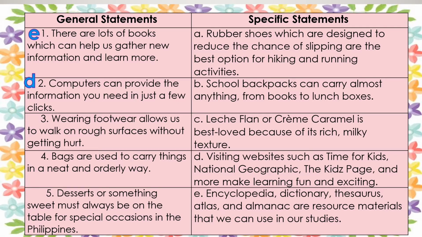Number 3. Wearing footwear allows us to walk on rough surfaces without getting hurt. What's the answer? Correct. It's letter A. Rubber shoes, which are designed to reduce the chance of slipping, are the best options for hiking and running activities. How about number 4? Bags are used to carry things in a neat and orderly way. What's the answer, kids? Correct. It's letter B. School backpacks can carry almost anything from books to lunch boxes.